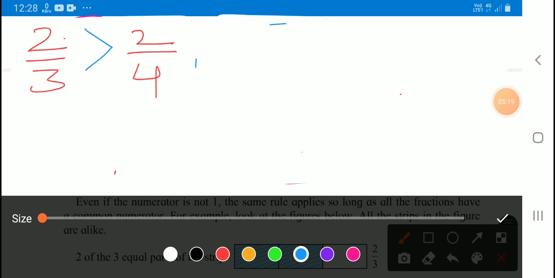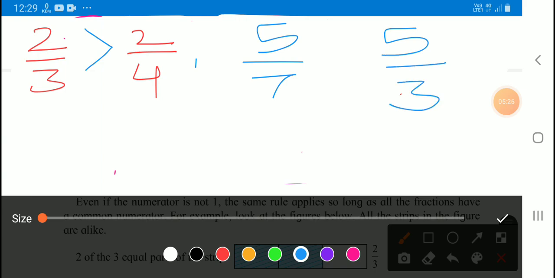One more example I will take. 5 upon 7 and 5 upon 3. Now which is greater? Okay, 5 upon 3. Understand this? Now we'll see how to compare the unlike fractions.